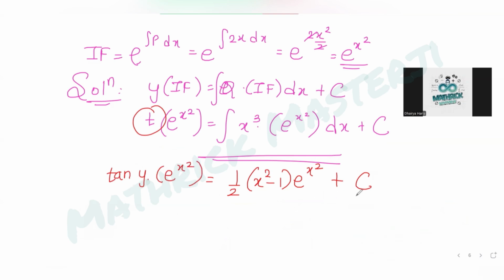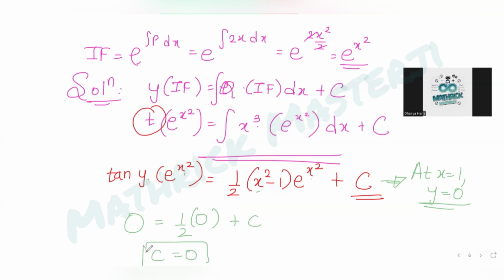Now let's try to find the value for c. So before finding the value of c, it says at x equals 1, y is 0. So if I put that, x equals 1, y is 0. So that gives me tan 0, which is 0, half into this becomes 1 minus 1, which is 0 again, plus c. So you get c is 0. Once I see constant of differential equation is 0 here, I get my solution of the differential equation, which is this.